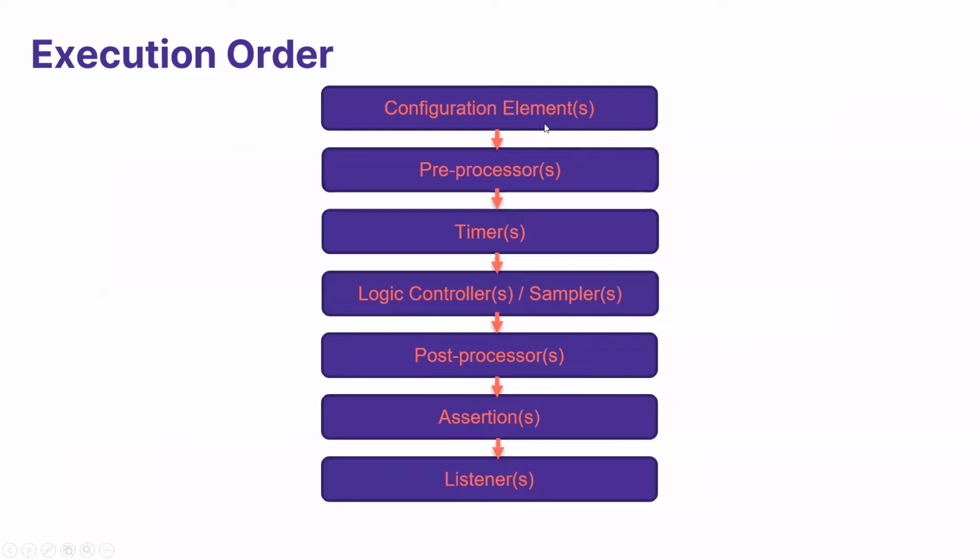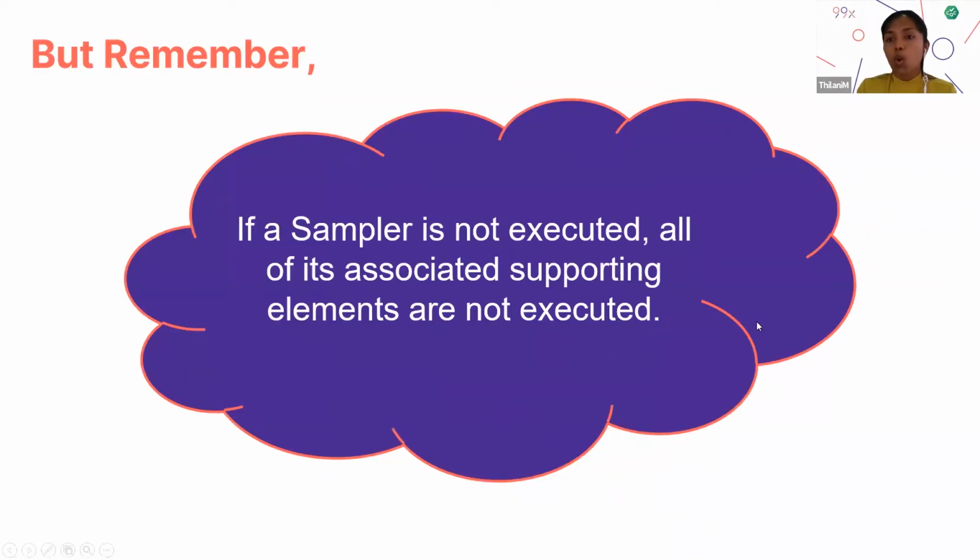This is how the execution order is arranged. First, configuration elements will be executed, then preprocessors, then the timers, then come the ordered elements, which are logic controllers and samplers. Then post processors will be executed, then the assertions, and finally listeners. Let's say there is more than one element of the same kind in a test plan, then again, they will follow the order they appear. But remember, the center line of the execution is always the sampler. So if a sampler is not executed, none of its associated supporting elements will be executed.